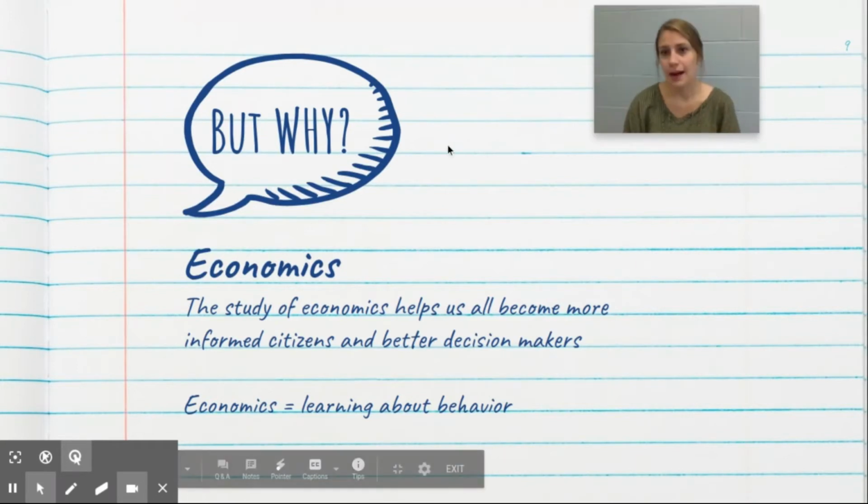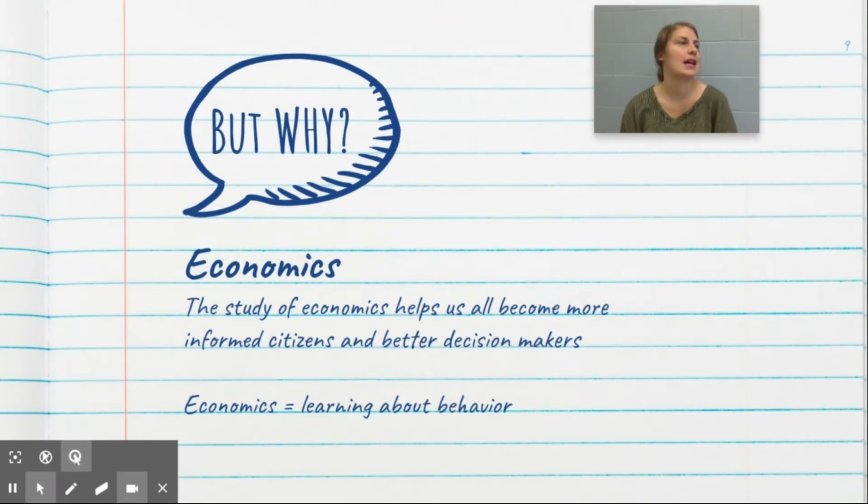So why study economics? Why is it important? Why is it something that you need to study in order to graduate? The study of economics helps us all become more informed citizens and better decision makers. Economics is all about learning about behavior. Is it going to help you save money? Sure. Is it going to help you understand more economic laws and things going on in the news? Yeah. Is it going to help you make better decisions for yourself? Absolutely. So the study of economics is more than just money. It is studying behavior. It is helping us make better decisions, and it is helping us learn about the decisions of other people and how it will affect us in the long run.